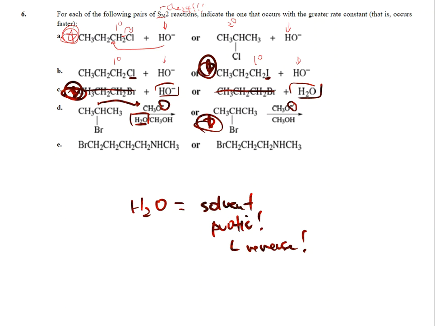So out of the two possibilities, 2-bromopropane reacting with methoxide and some methanol will be a better choice than 2-bromopropane with methoxide and some methanol and water. And it's simply due to the fact that water is a protic solvent that takes up the methoxide availability. Now for E. Last one.